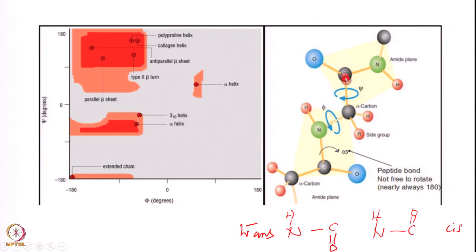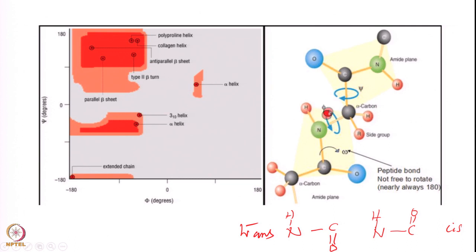Now all in-between things are also possible, because free rotation is possible here, since this is not a double bond. So this determines the relative orientations of this amino acid with respect to this amino acid. So this is one torsion angle. And then the second torsion angle is this, called the psi. This is also a single bond, C alpha to C dash, the C alpha carbonyl, this is also a single bond.